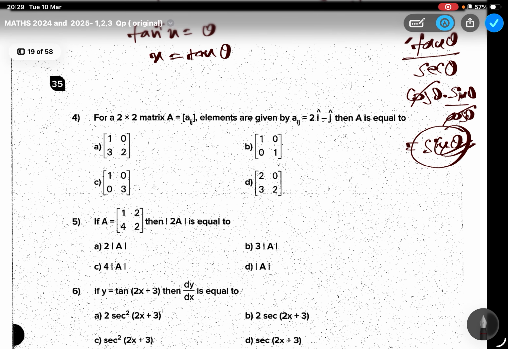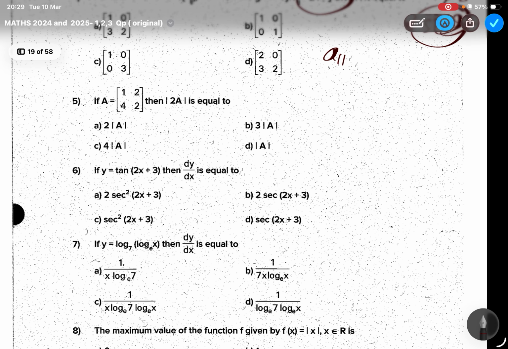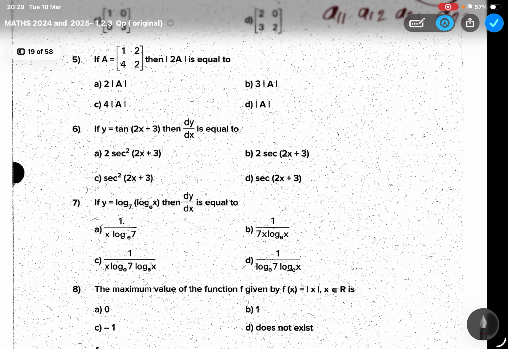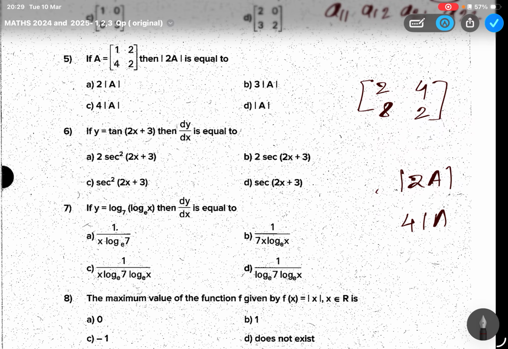For a 2 cross 2 matrix, you can do it as 2i minus j. Very simple, the i value and j value you have to substitute. A11, A12, A21, A22. And now 1 2 4 2. Then determinant of 2A, it is also simple. First multiply by 2. I hope you solved it just now. 2, 4, 8, 2. Or you can take that 2 cross 2 is there. If 2 comes outside, it will be 4A.